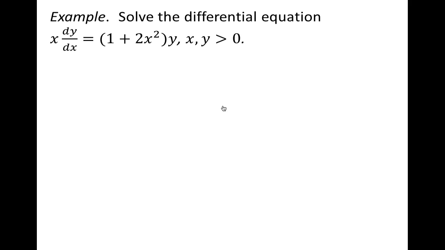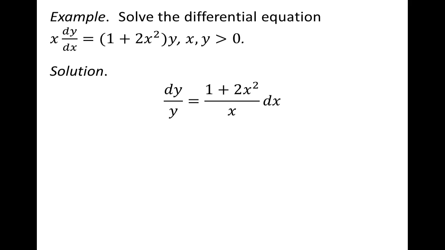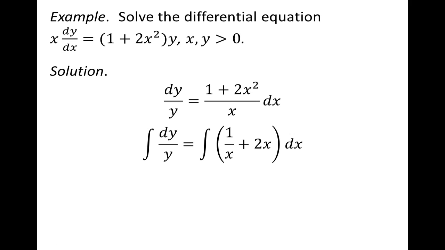The first thing we'll do is multiply both sides by dx, and at the same time we'll divide by x and divide by y. So that brings the y to the left side, so we get dy over y, brings the x underneath the 1 plus 2x squared, and we've got the dx on the other side. Once you have them separated, then we can integrate both sides.